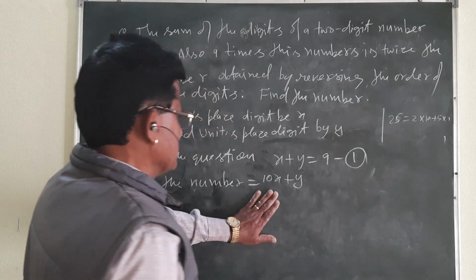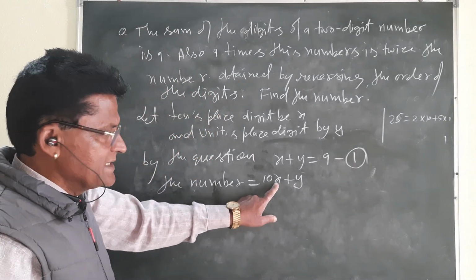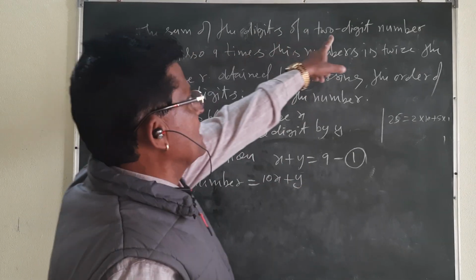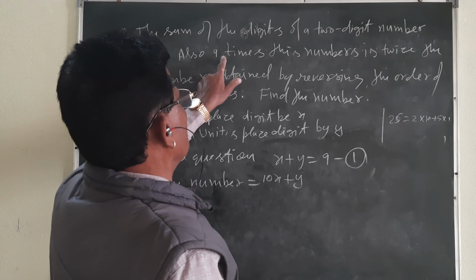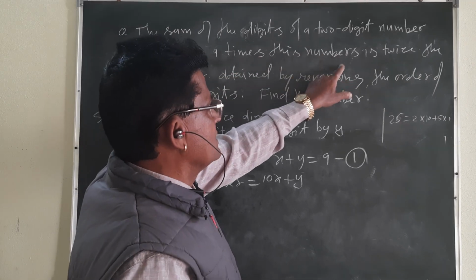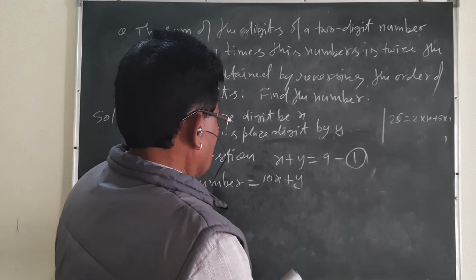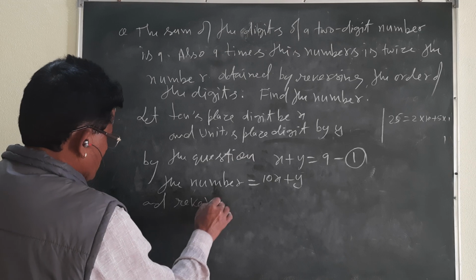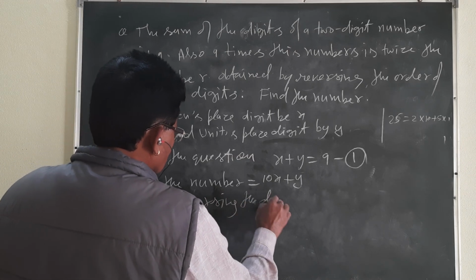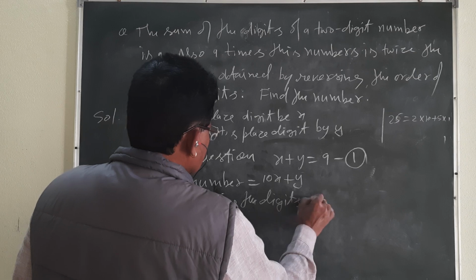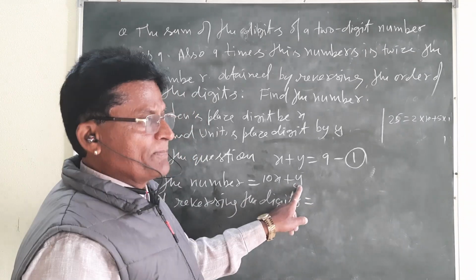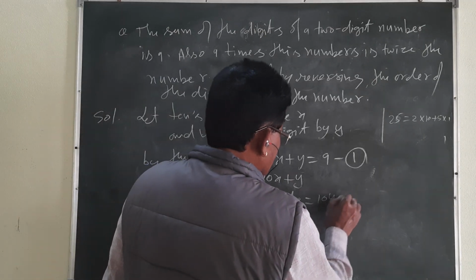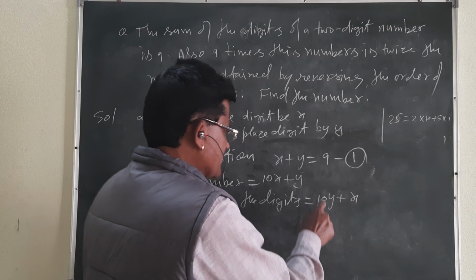Okay, similar kind of thing I have taken. This number, you will get tens place digit, that is x, and unit place digit, that is y. Here it is given that the sum of the digits of the two digit number is 9. Also, 9 times this number is twice the number you get by reversing the digits. Reversing the digits means the digit at the unit place will be at the 10th place, and the digit at the 10th place will be at the unit place. So 10y plus x will be the number.